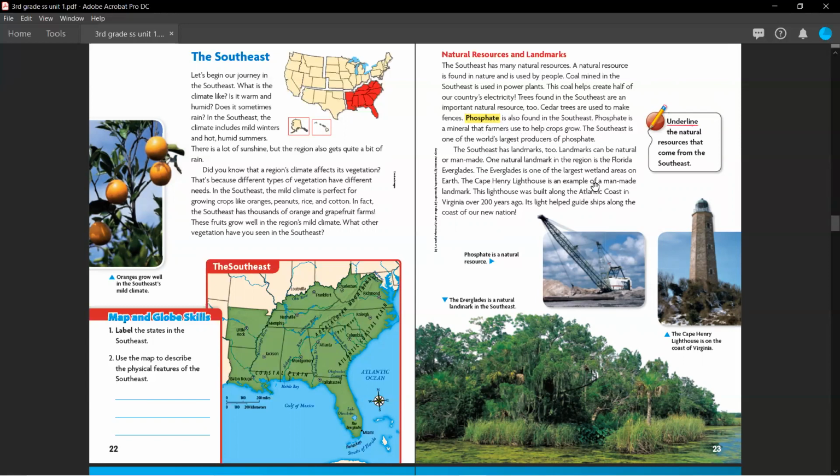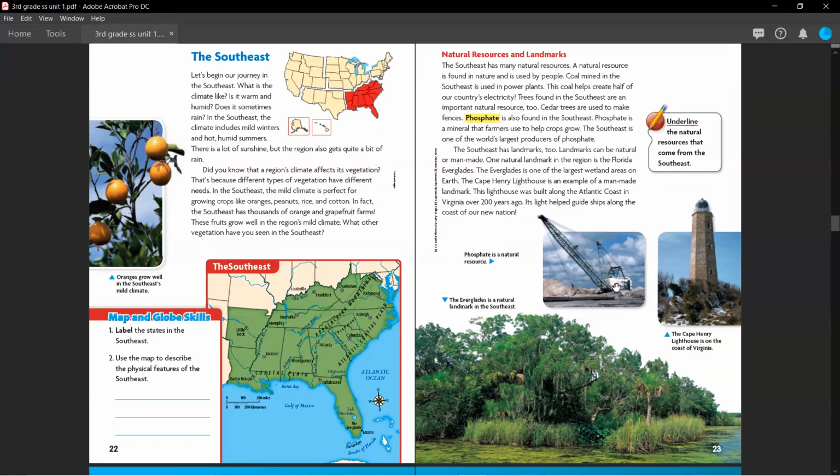The Cape Henry Lighthouse is an example of a man-made landmark. This lighthouse was built along the Atlantic coast in Virginia over 200 years ago. Its light helped guide ships along the coast of our new nation. So we're going to take a look at some of the pictures and the captions, and then we're going to go into the directions for this page.